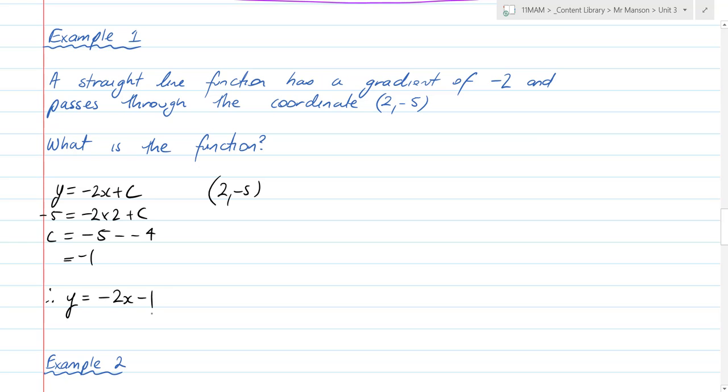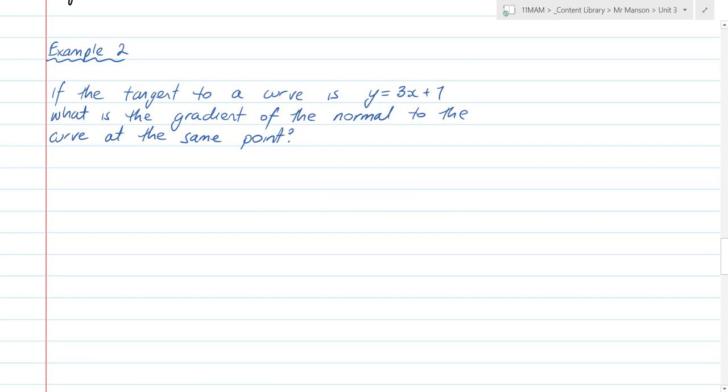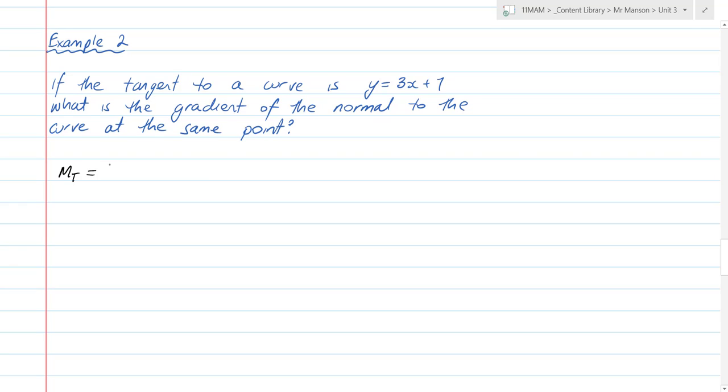Example 2. If the tangent to a curve is y equals 3x plus 7, what is the gradient of the normal to the curve at the same point? So these are just stepped out type problems. I'll do this one with you. What is the gradient, sorry, of this tangent? 3. Excellent. So the gradient, which I'm going to call mt, is equal to 3. And that comes directly from y equals 3x plus 7. It comes from this element, that function. So we know that to be true. The gradient of the normal, mn, is equal to -1 over mt, which is equal to -1/3. Yeah? Job done. Any questions on that?